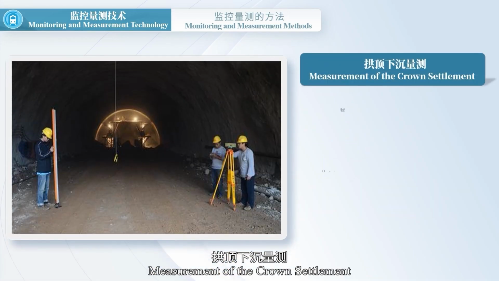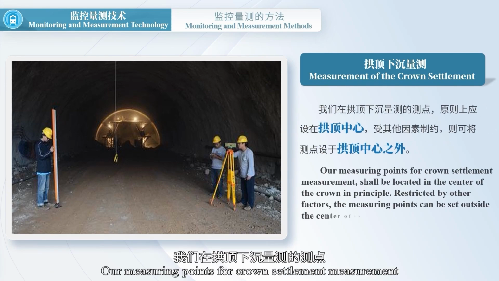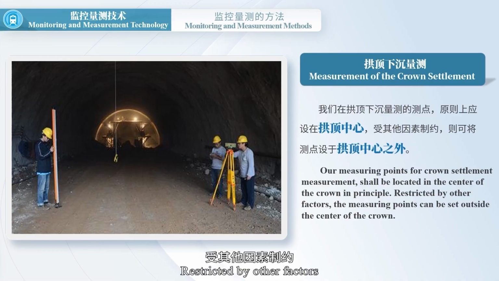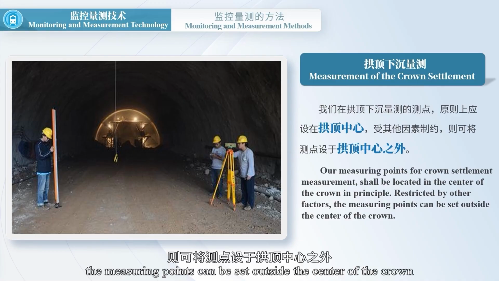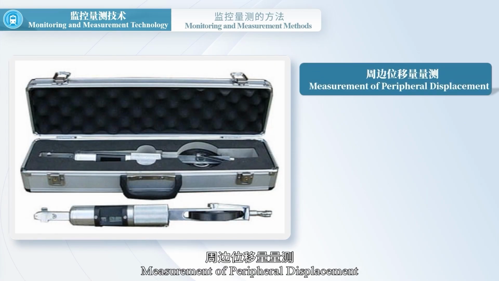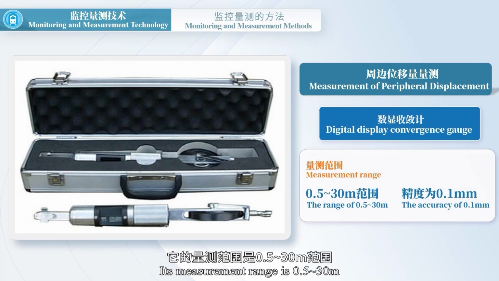Measurement of the crown settlement. Our measuring points for crown settlement measurement shall be located in the center of the crown in principle. Restricted by other factors, the measuring points can be set outside the center of the crown. Measurement of peripheral displacement. The digital display convergence gauge is used for peripheral displacement measurement. Its measurement range is 0.5 to 30 m, with an accuracy of 0.1 millimeters.